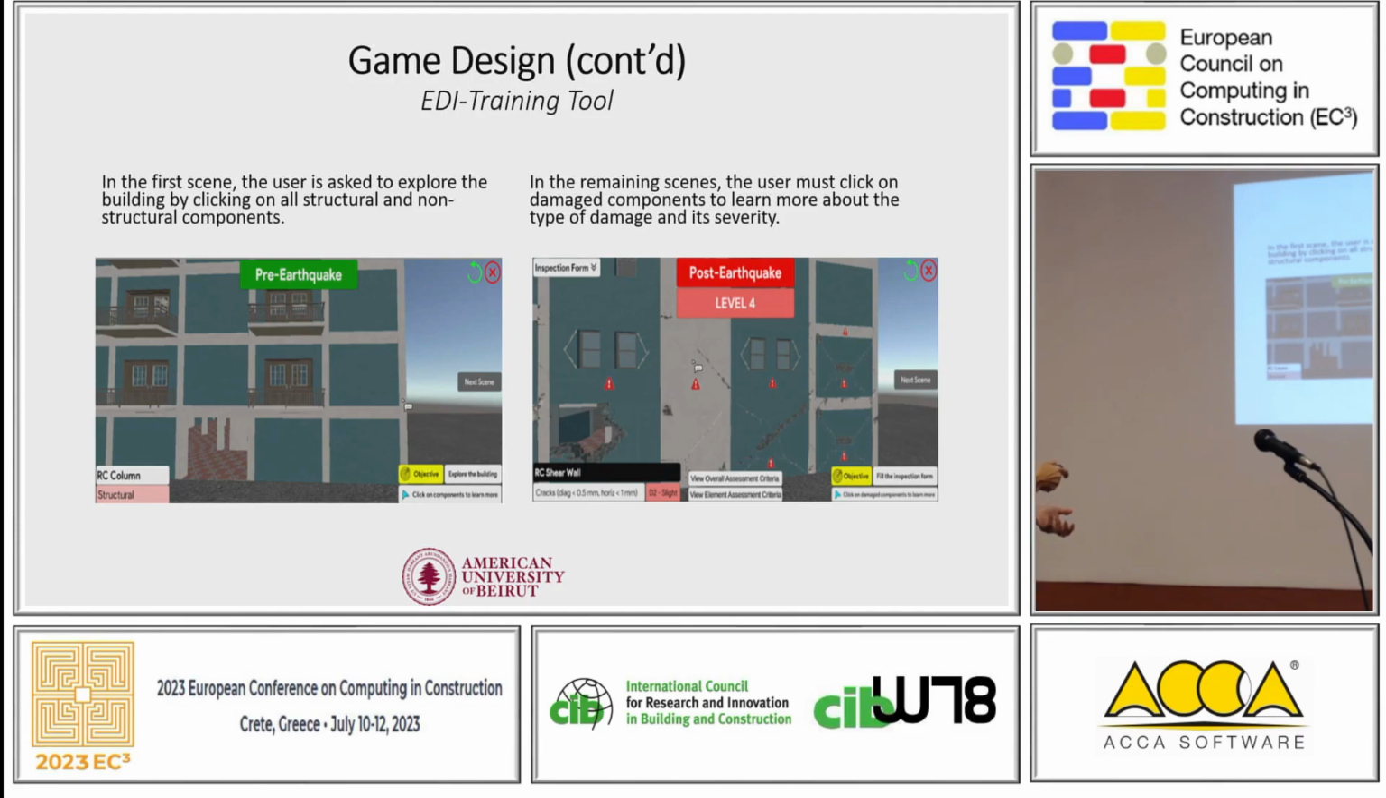So in the remaining scenes, like that's one sample scene, the user must click on a damaged component to learn more about the type of damage and severity. So once the user or inspector has gone over this whole training tool, now they're ready to go over the assessment tool and then assess 20 different buildings.